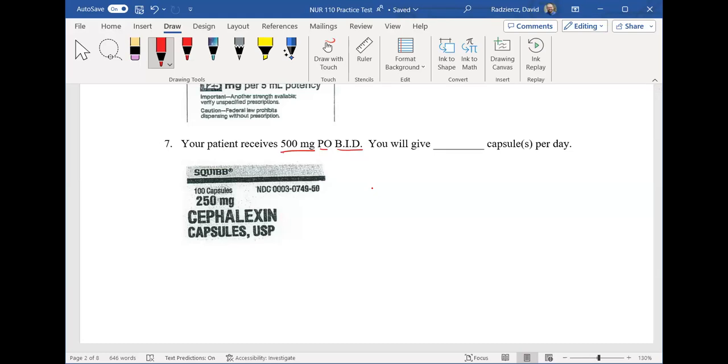BID is a shorthand that means twice a day. Okay. So I can just write twice a day. Another way that you might see this written is Q12H. It's supposed to be a 12, which means every 12 hours.